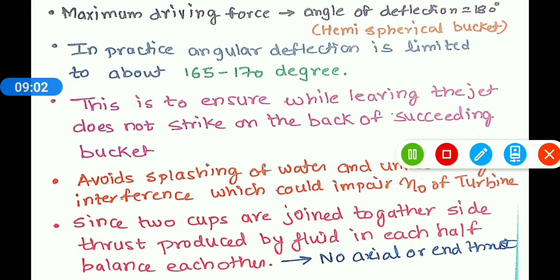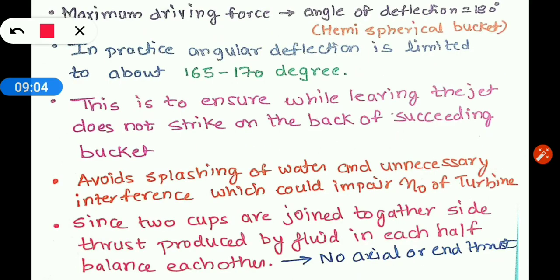Now, when are we getting maximum driving force? The driving force which you get is because of the angle of deflection. The higher the angle of deflection, the higher the force. The maximum force is when the angle of deflection is 180 degrees. But you get 180 degrees only with hemispherical buckets, and the buckets we are using are not hemispherical, they are semi-ellipsoidal buckets.